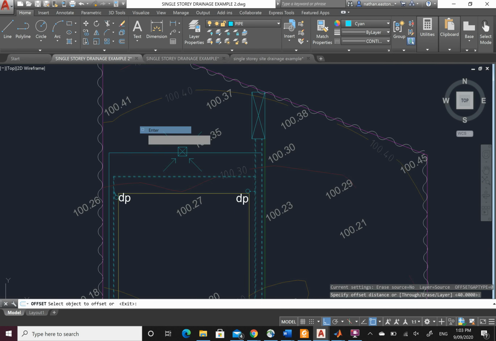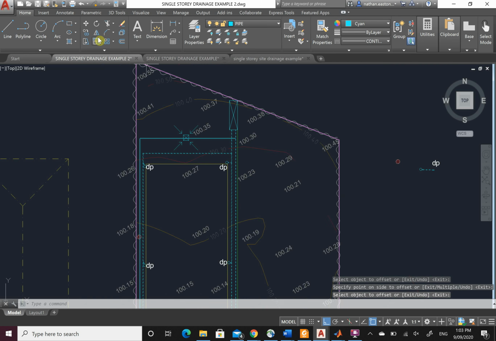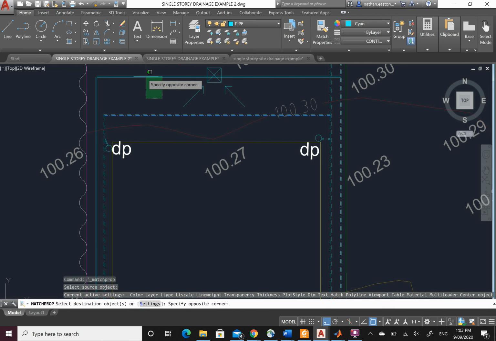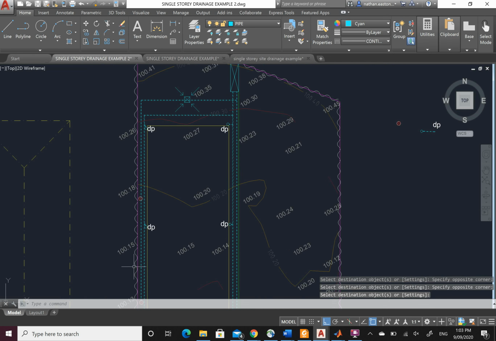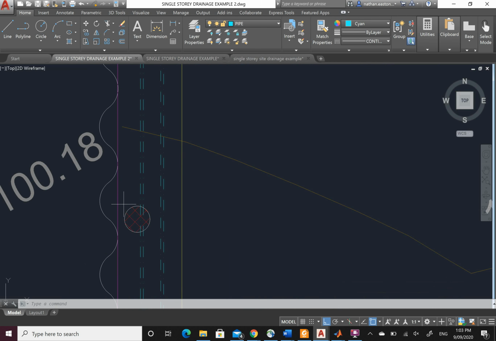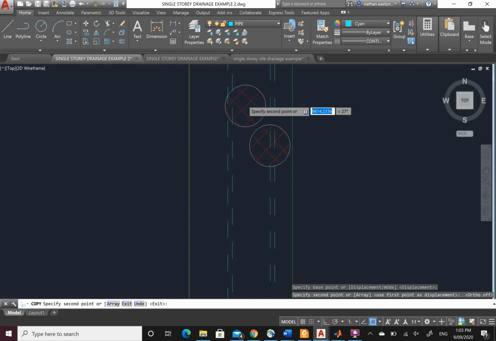Offset again by 40, again just for the aesthetics of it. Let's come through, match properties from here to here to here. And now we've got to tidy this one up as well. But I can also have water falling on the pavement on this side, so I need to fill these bad boys over there. So copy from here. Well, let's just try to put one, say here.